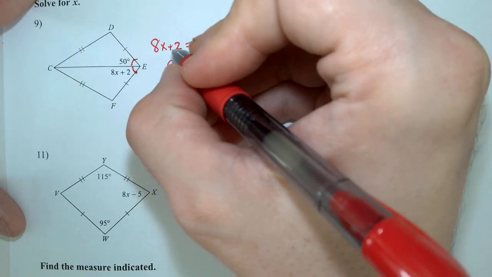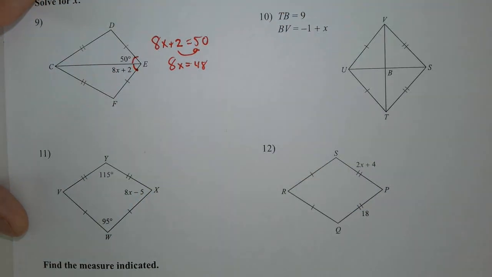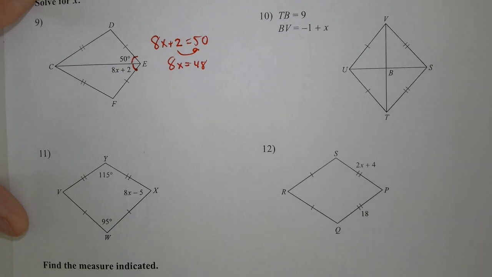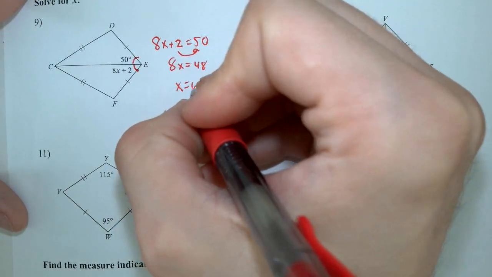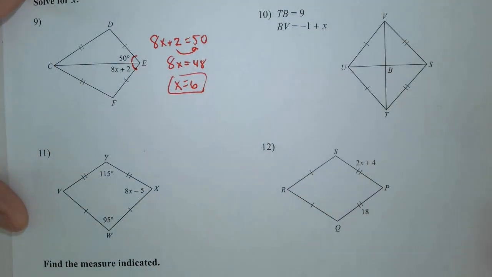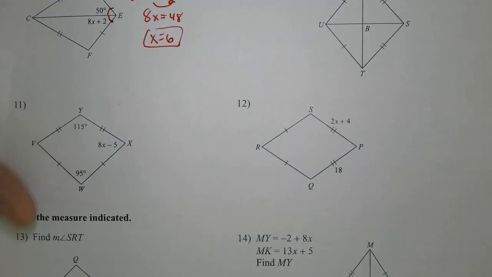So 8x plus 2, we subtract the 2 over, and we subtract the 2 from 50, we get 48. And 48 divided by 8 is 6. So x is equal to 6. And in this top half, we're only solving for x. And then we're going to have to figure out what are some actual things when we plug it in.